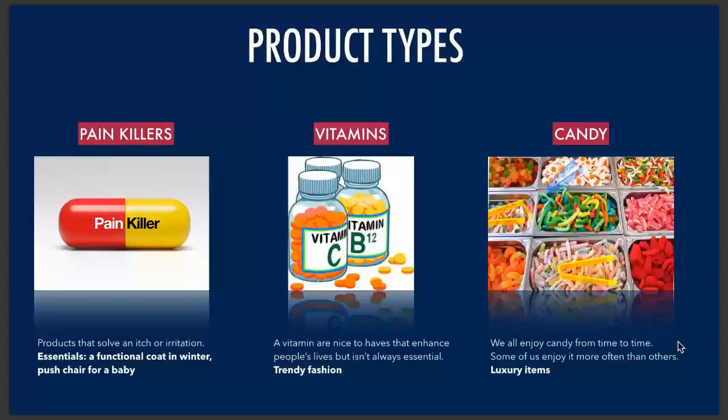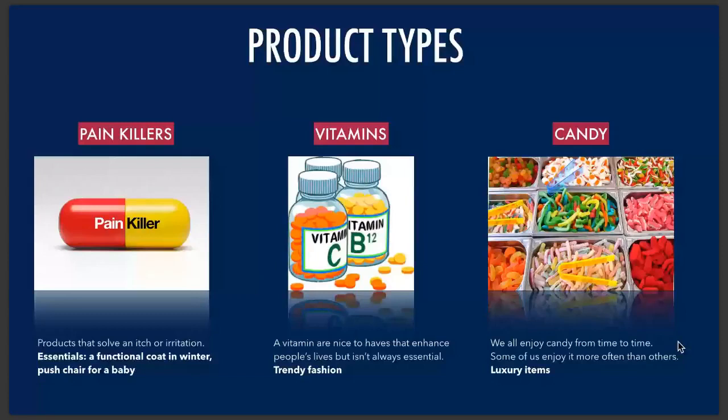Okay, let's take for instance a sofa. A sofa could be a painkiller for a brand new couple who've just moved house, which you can target, by the way, on Facebook. But it's candy if you've had a 5-year-old sofa and you're just shopping around for a sofa, okay? Or it could be a vitamin. So you need to be very, very, very cognizant about this.